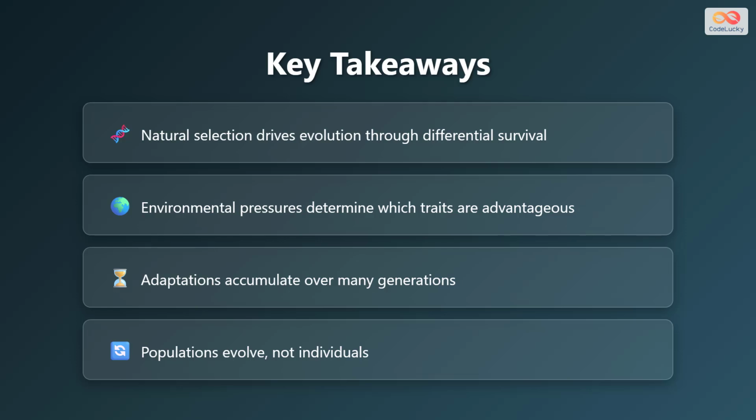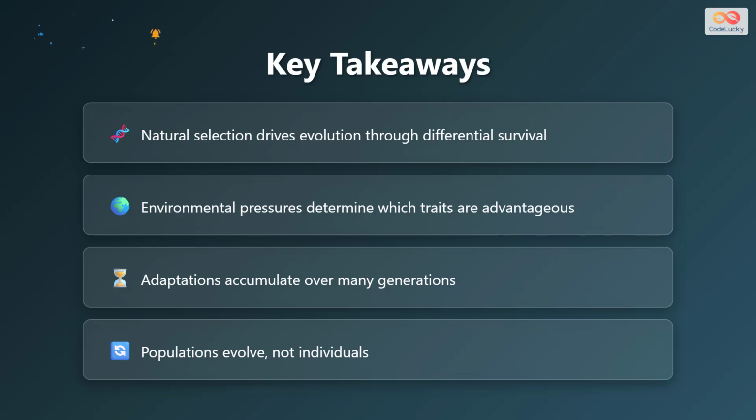Let us review the essential concepts of natural selection. First, natural selection drives evolution through differential survival and reproduction. Organisms with advantageous traits leave more offspring, changing population characteristics over time. Second, environmental pressures determine which traits are advantageous. What helps survival in one environment might be harmful in another. Third, adaptations accumulate over many generations. Evolution is a gradual process requiring countless generations to produce significant changes.